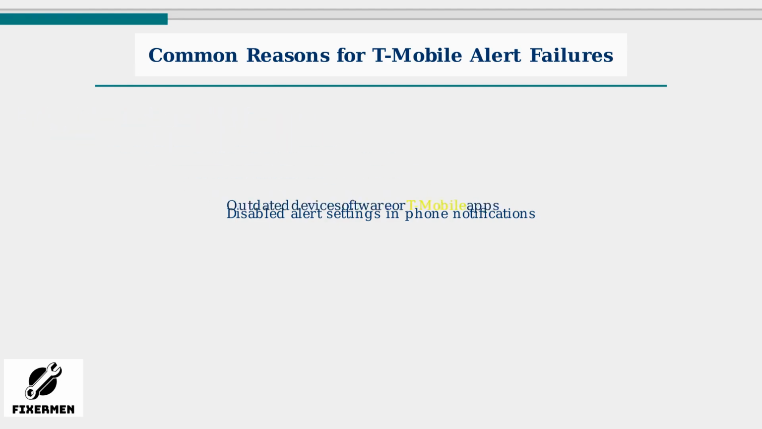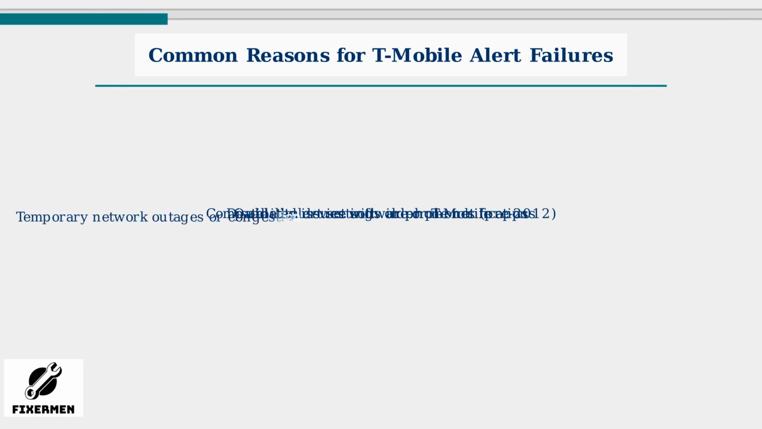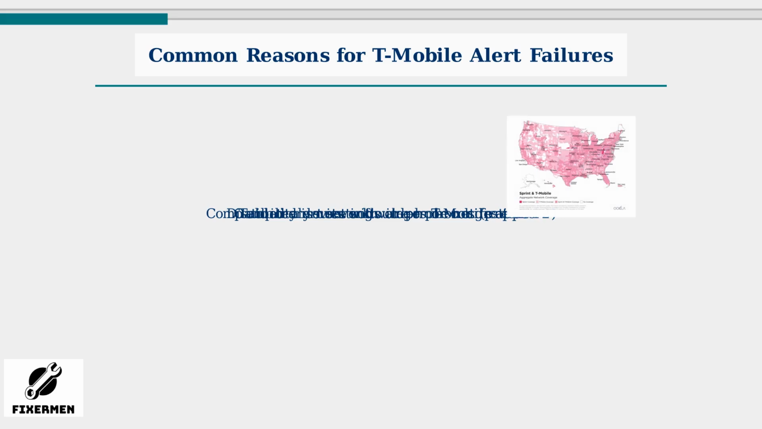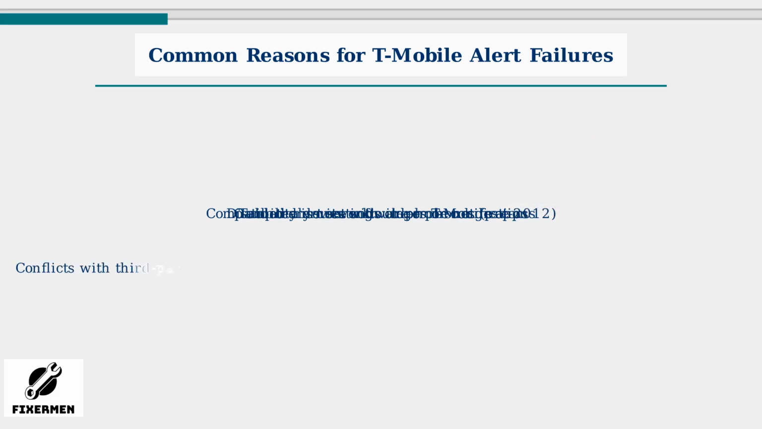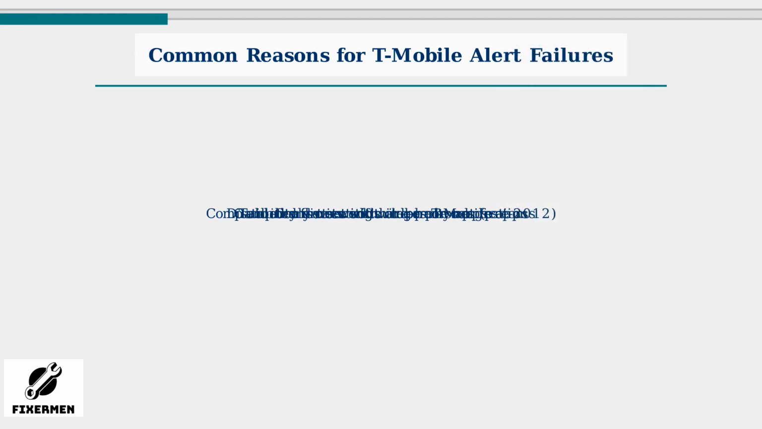Outdated device software or T Mobile apps can also cause failures. Compatibility issues affect older phones made before 2012. Temporary network outages or congestion occur, especially during high-traffic events or in rural areas. Conflicts with certain third-party apps that might block notifications are another factor. Identifying the root cause is the first step to fixing the problem.